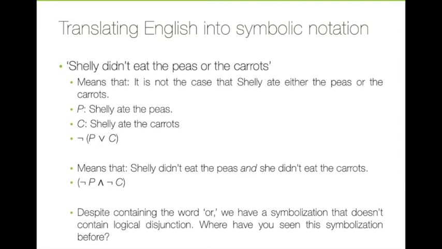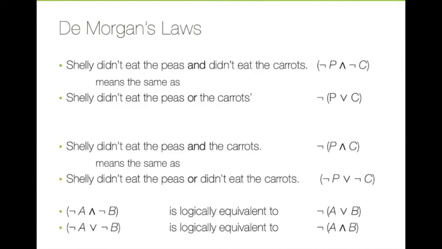Think for a minute. Where have you seen this symbolization before? The one on the bottom. By reasoning about how to symbolize Shelley didn't eat the peas or the carrots, we discovered that we could symbolize it in the same way that we symbolized Shelley didn't eat the peas and didn't eat the carrots. The statement we examined when we were looking at how conjunction interacts with negation. So these two English sentences and their corresponding logical formulas mean the same thing, despite using different connectives.